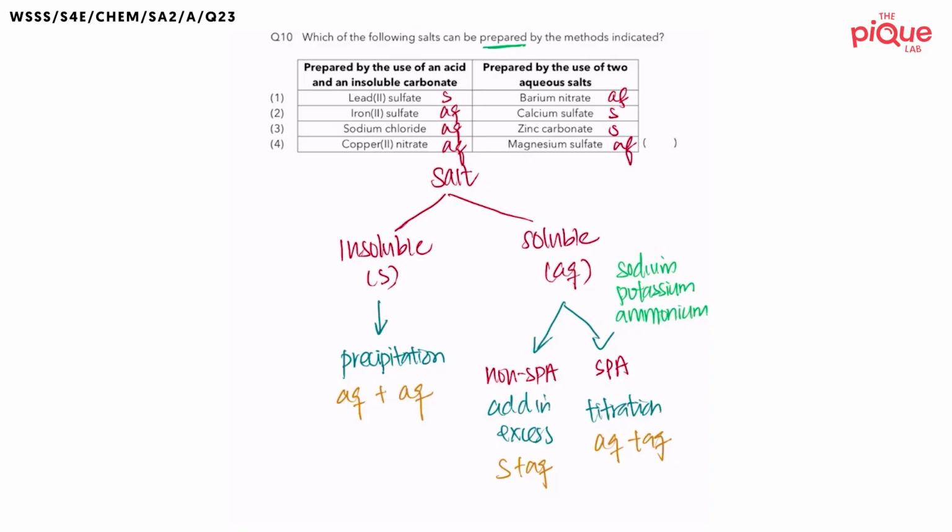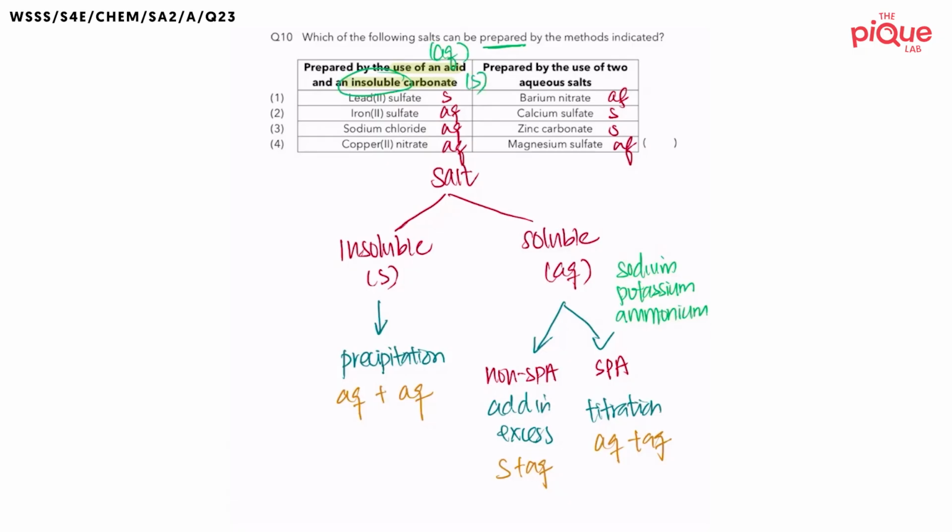Now that we have the state symbols of all of these, let's take a look at the column header and see what method they are suggesting. On the left-hand column, it says that they are using an acid as well as an insoluble carbonate. An acid, is it going to be solid or aqueous? An acid can only act as an acid when it dissolves in water to release H+ ions, which tells me that this acid must be aqueous. What about the carbonate? It says insoluble over here, which tells me that this must be a solid.